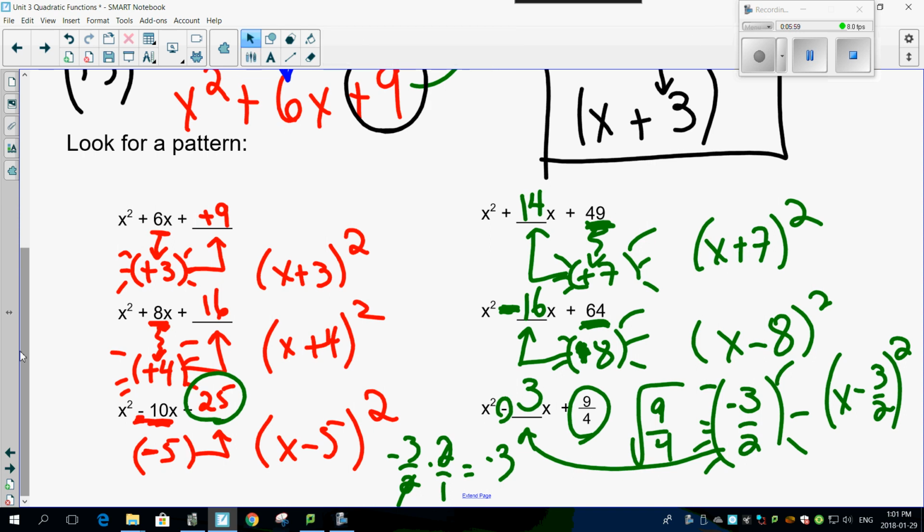And when we get into the next little bit of completing the square, I'm going to show you how to complete the square, take something from standard form, and put it into vertex form. Stay tuned.